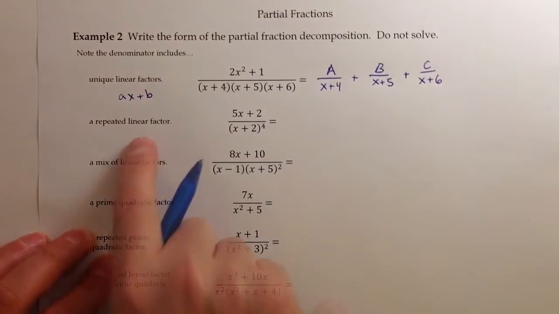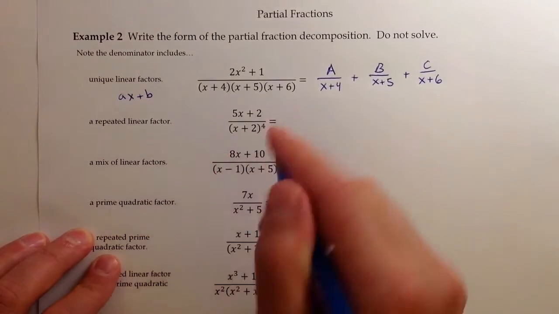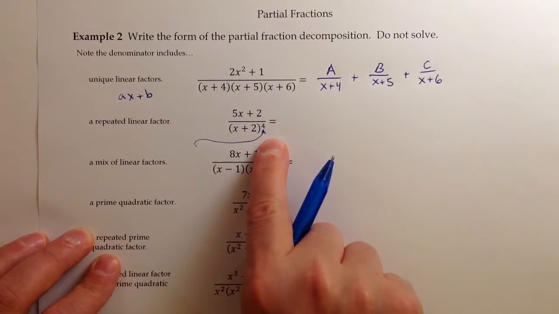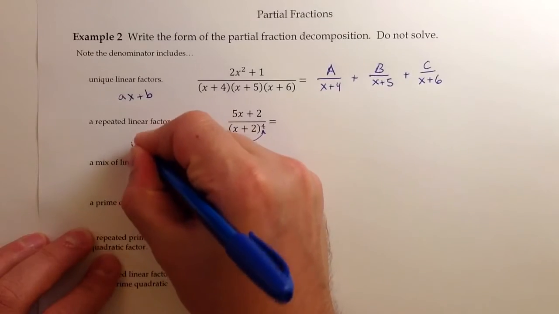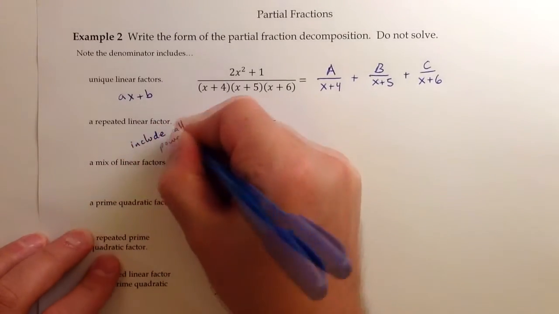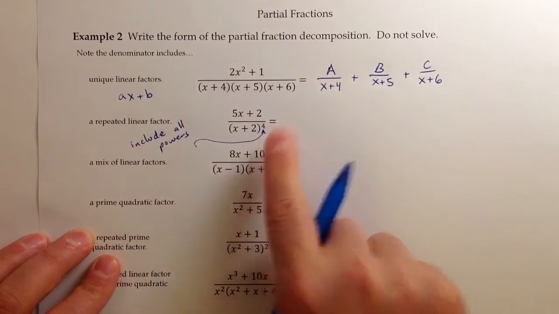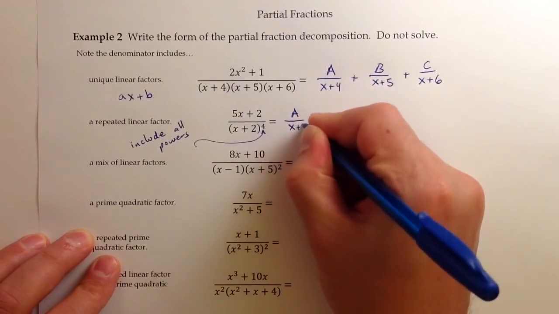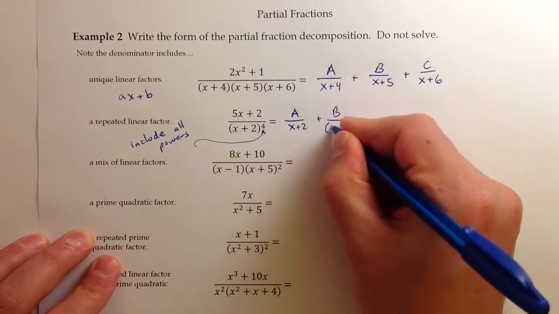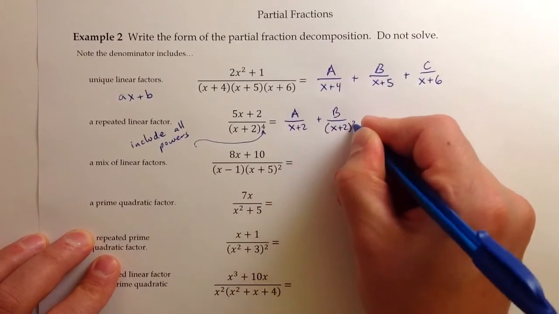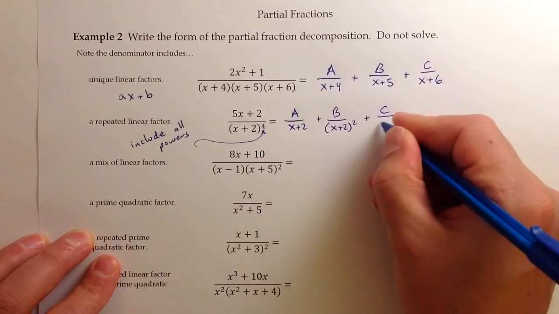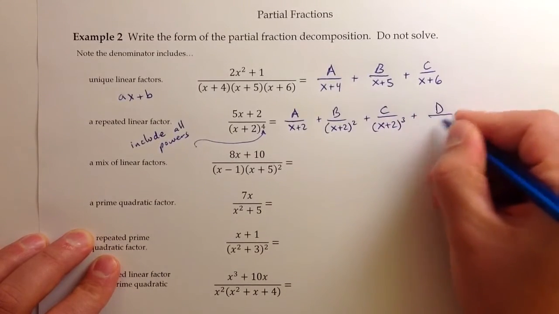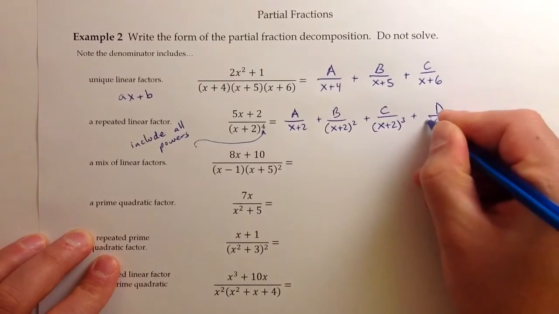If the factor is repeated, so in this case it's repeated 4 times, the multiplicity is 4, we need to include all powers up to that multiplicity. Meaning we'll have a partial fraction a over x + 2, b over (x + 2) squared, c over (x + 2) cubed, and d over (x + 2) to the 4th.